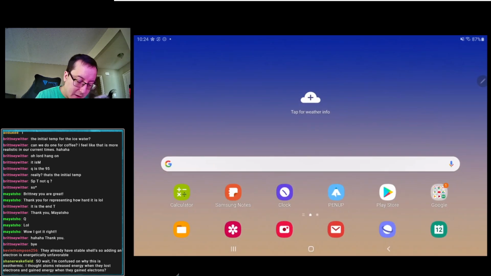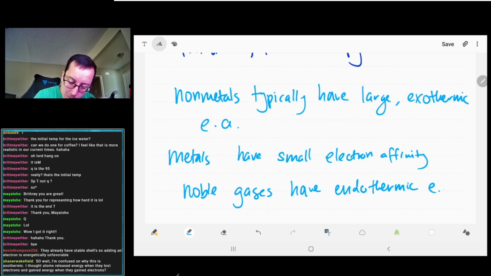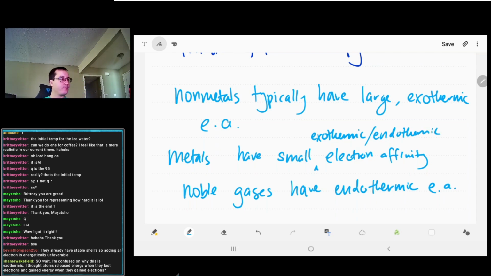And then we also saw that the noble gases, and we also saw that those metals kind of are on either side. Opposite. So, remember that ionization energy was always positive. Ionization energy was the energy to lose an electron.